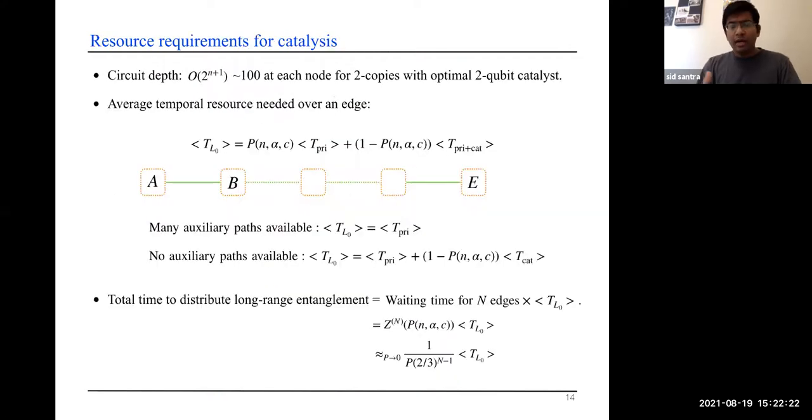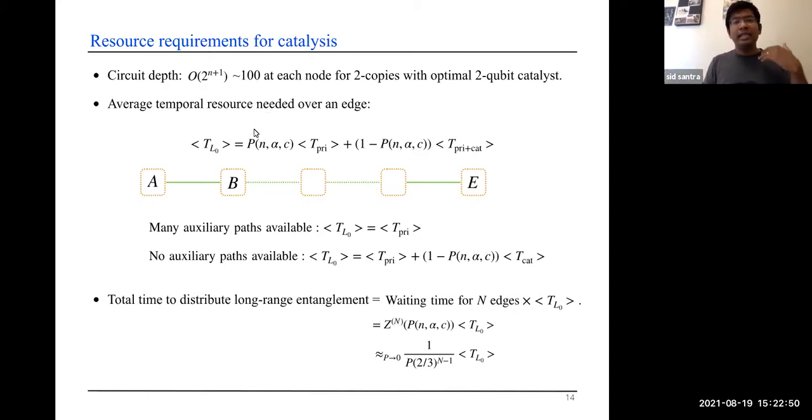And so, because we're talking about entanglement distribution, one needs to keep in mind the resource requirements, and what the catalytic procedure needs is a quantum circuit at each of the nodes, which can implement this catalytic procedure. And the circuit depth for this minimal example turns out to be about 100 in terms of the basic gates.